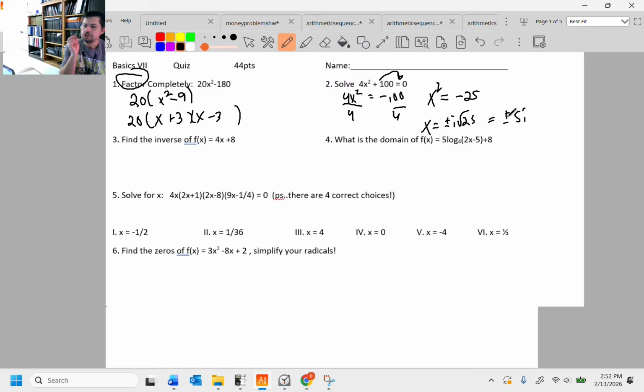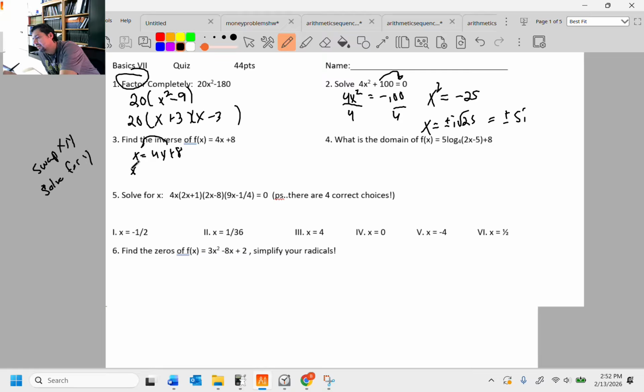Find the inverse. 2 out of 3 of my kids set this thing equal to 0. That's not how you find inverses. Step 1, swap x and y. So we literally get the f out. X is 4y plus 8. Step 2, solve for y.